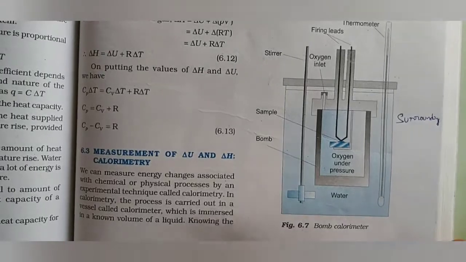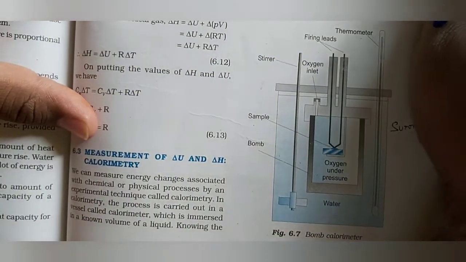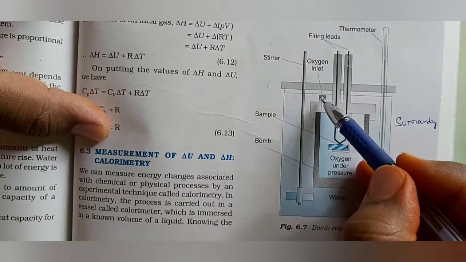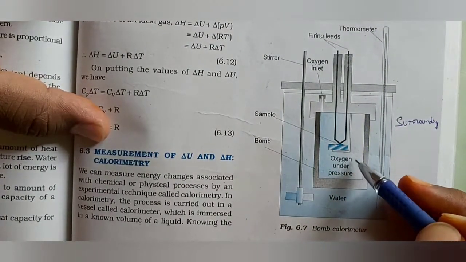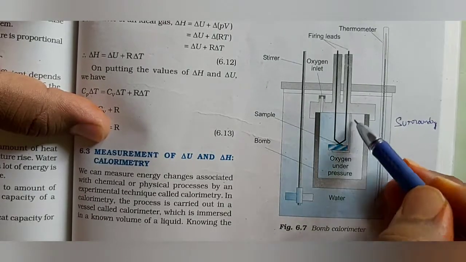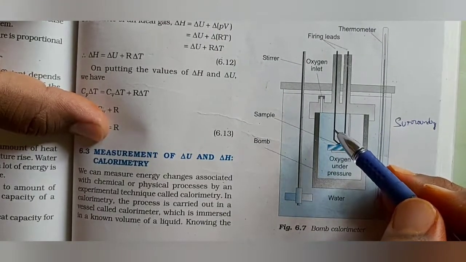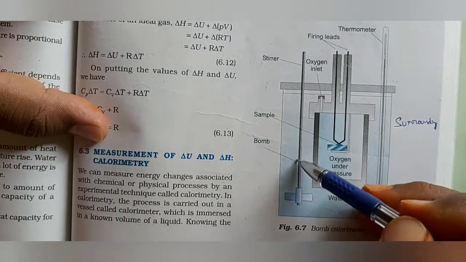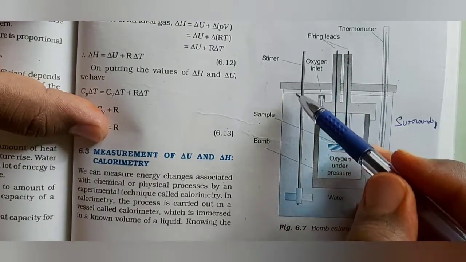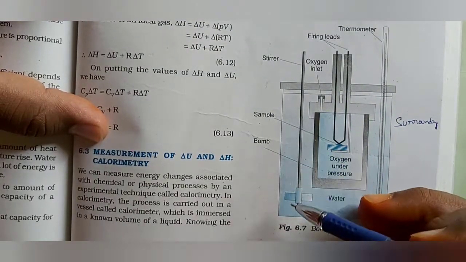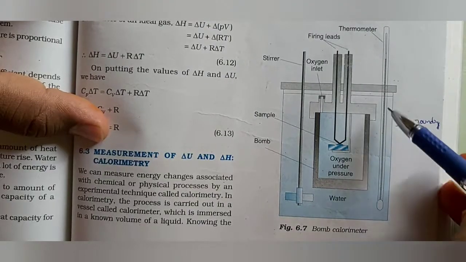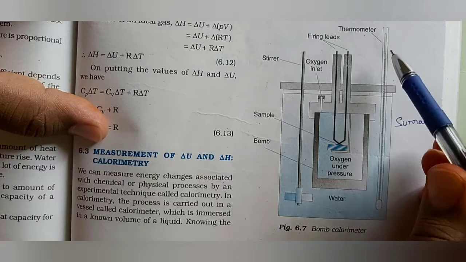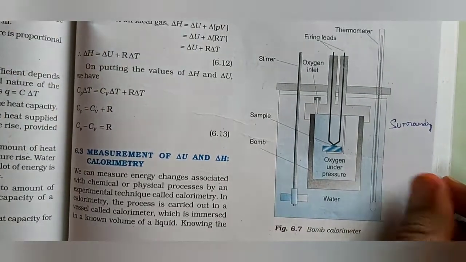Are you understanding? So for combustion, definitely oxygen is required. That's why there is this inlet. Through this inlet, they are sending the oxygen at high pressure. In the presence of this oxygen, what is going to happen? Let us see. Before that, into the water we dip the stirrer for constant mixing. Next, into the water, we are dipping this thermometer.